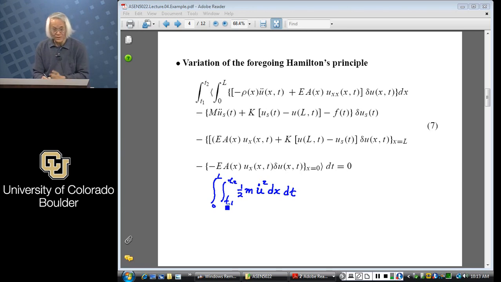So this one is a double integral, okay? That's number one. It's strain energy, kinetic energy is computed, how do I do that? I forgot. Okay. Let's do it right.